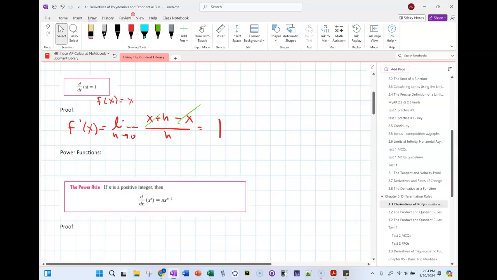What if I just have a generic power function? Now notice here that the rule says if n is a positive integer. Remind me again, what's a positive integer? 1, 2, 3, 4, 5, 6, not including fractions, not including 0, not including negatives. It really works for all of those except for 0, but that doesn't matter. What's x to the 0? 1. What's the derivative of 1? 0.